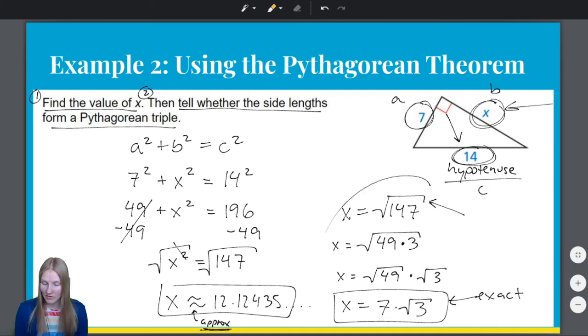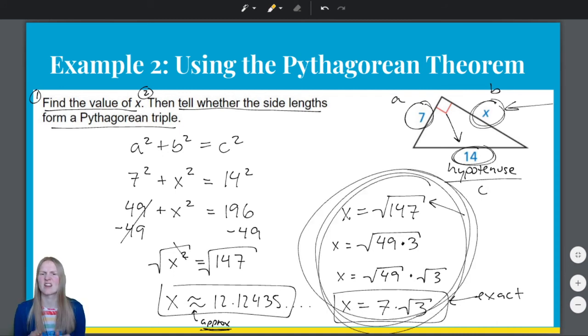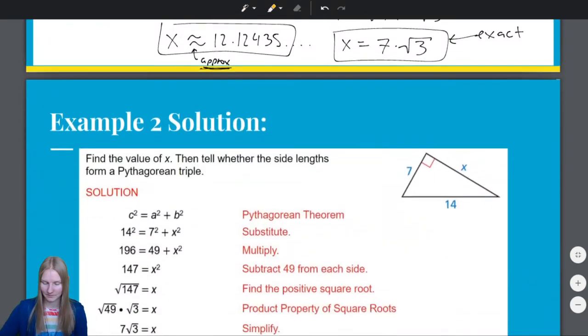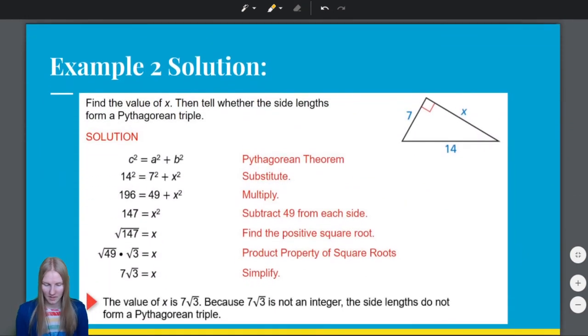And again, if this simplifying radicals went too fast for you, there is a link in the description to another video with lots more examples. Let's check and see if we were correct. A squared plus b squared equals c squared, x squared equals 147, and then they simplified the radical. 7 times the square root of 3.